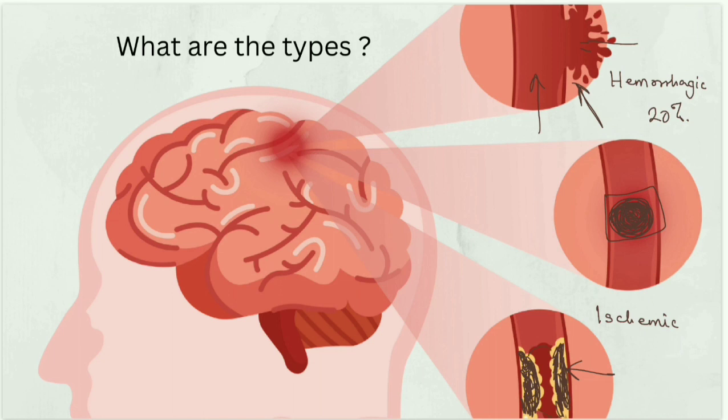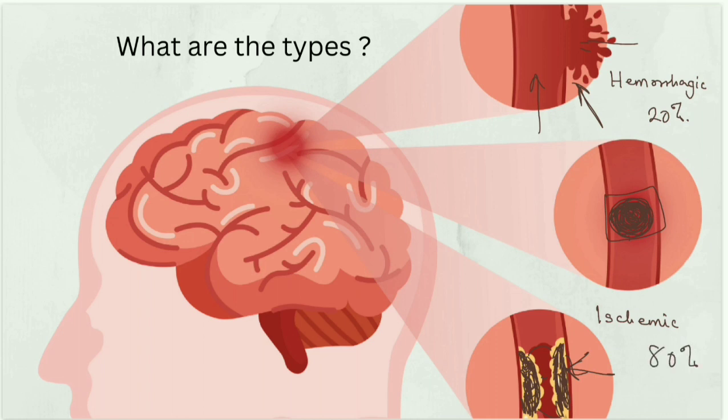In the first instance, I said the blood clot was formed from a distant site and was sent. But then in this other one, the blood clot was formed at this particular site. So just for you to know, primarily we have hemorrhagic, which constitutes about 20%, and ischemic, which constitutes about 80%.